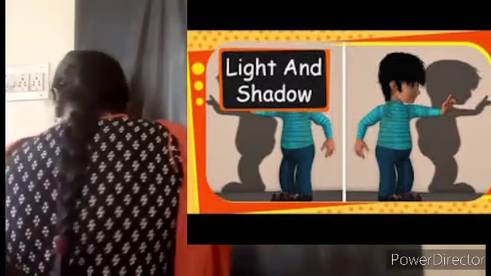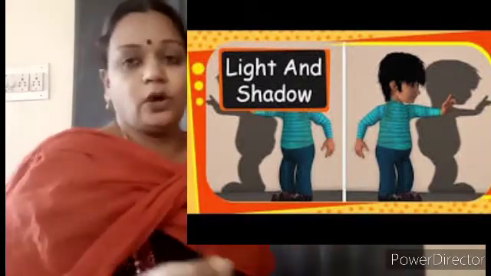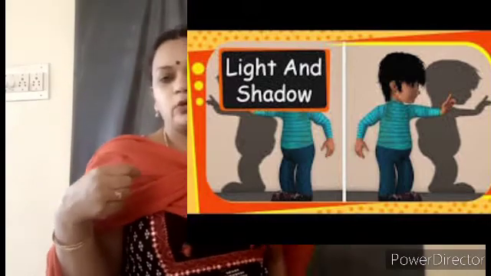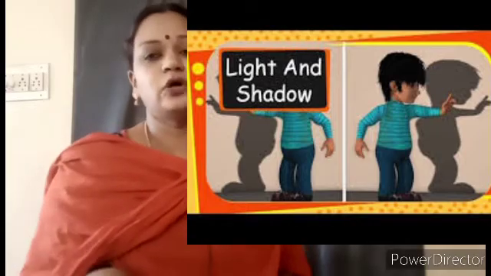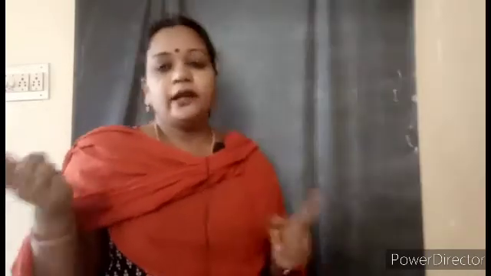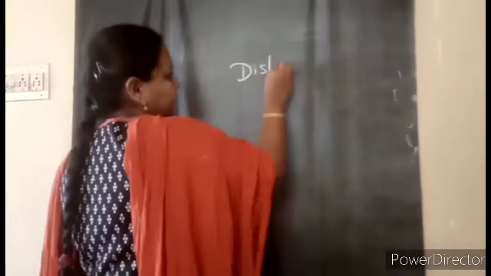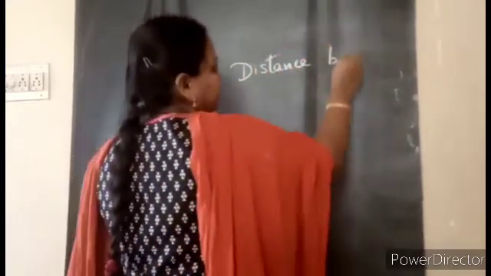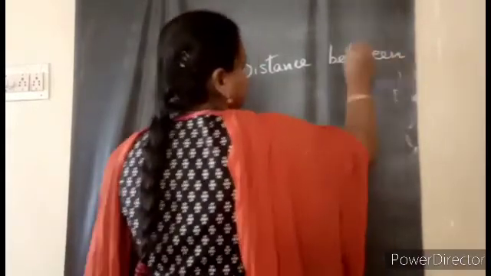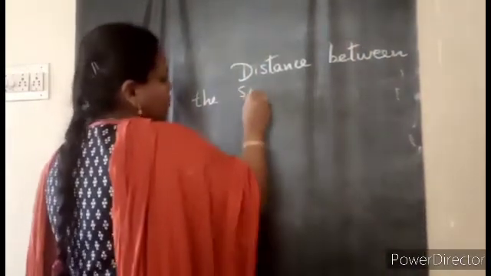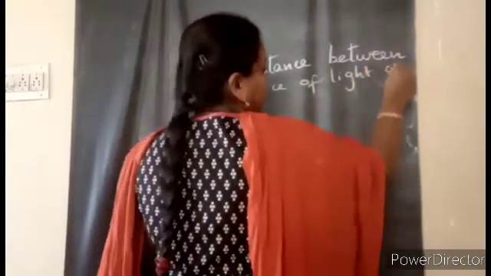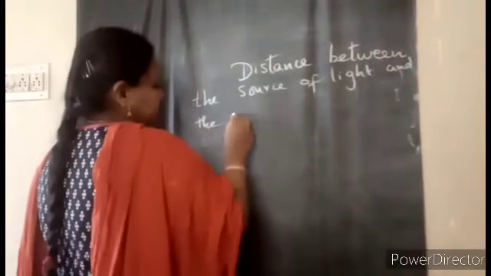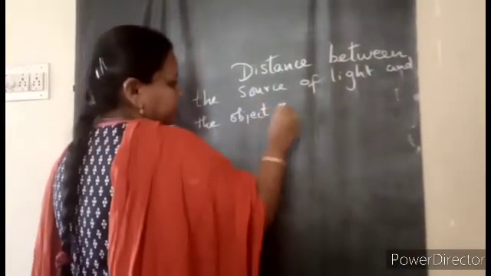The third thing we learned, what we saw on the screen, the blackboard was only used as a screen to do the simple activity. The size of the shadow was becoming smaller and bigger when the distance between the source of light and the object changes.